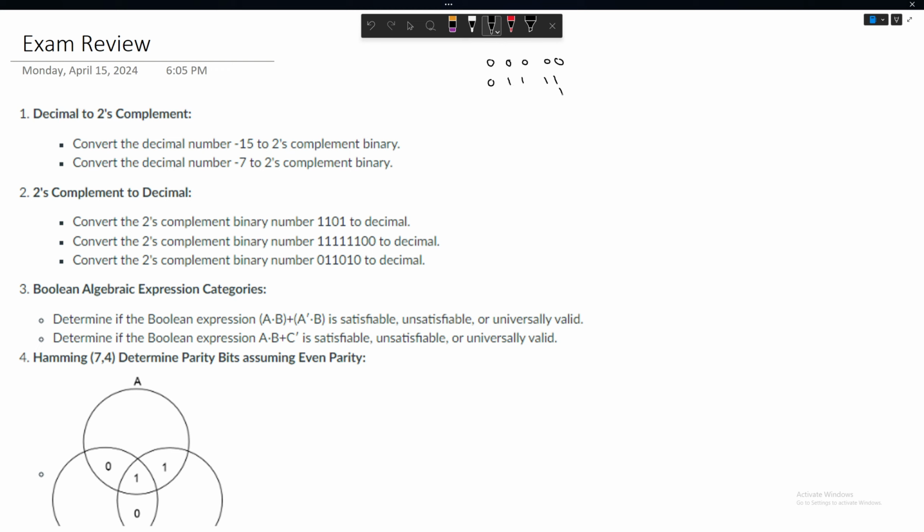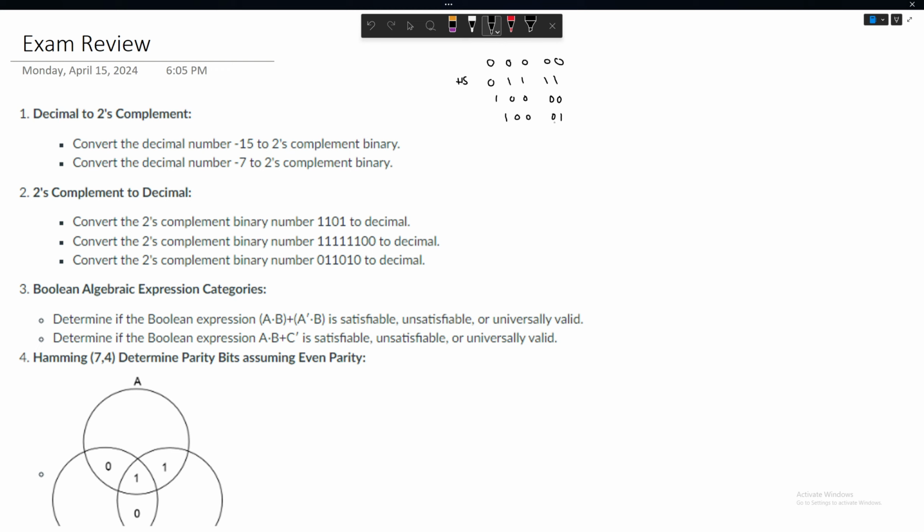How do I know this is 15? Because 1, 2, 4, 8. You add these up, you get 15. Now perform 2's complement because this is positive 15. Turning this into negative, I'll get 1, 0, 0, 0, 0. Then I'll add 1, so 1, 0, 0, 0, 1. Okay, so this is -15.